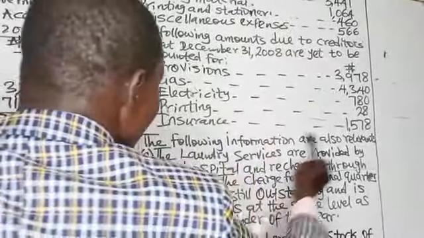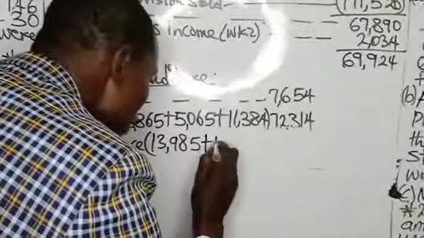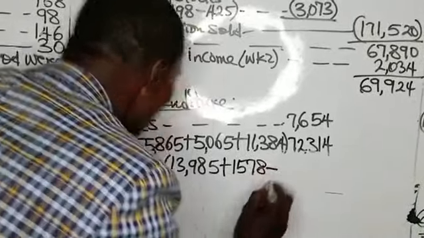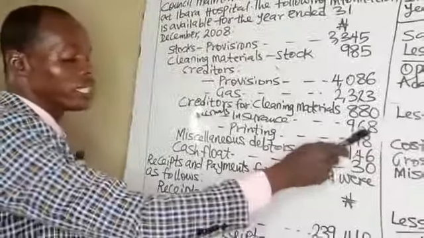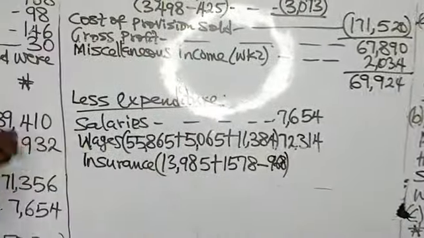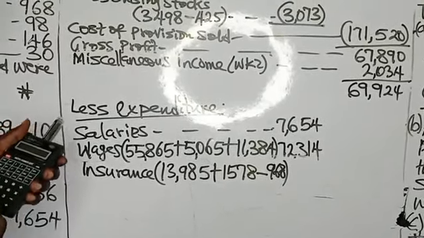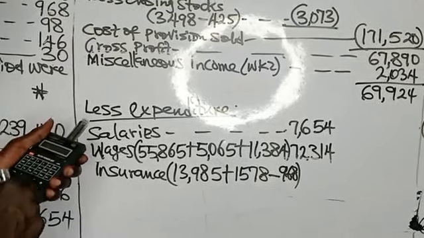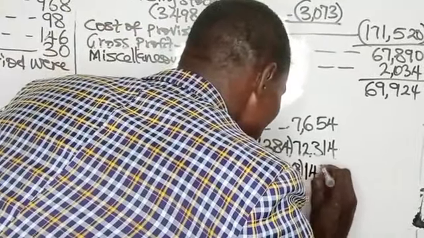Let's check our closing entry. Insurance, creditors for insurance. The closing entry is 1,578. So we add 1,578. The opening insurance is 968. We subtract that. Minus 968. So we have 13,985 plus 1,578 minus 968. So we have 14,595.